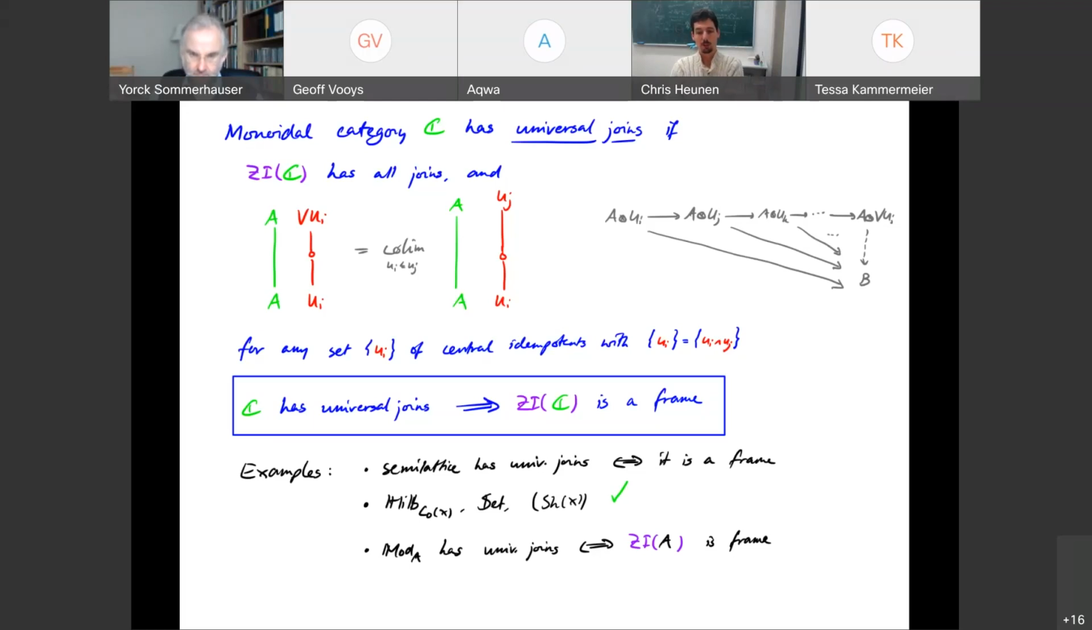And again, most of the examples we looked at already have this extra nice property, namely a semilattice regarded as a monoidal category has universal joins exactly when it is a frame. Category of Hilbert modules has universal finite joins. Category of sets has universal finite joins. Categories of set-valued sheaves have universal finite joins. Any topos has universal joins actually. And if you look at modules over a bialgebra over a field, that has universal joins exactly when the central idempotents of the bialgebra themselves form a frame. Okay, so these are three properties: stiff, finite universal joins, and universal joins, let's say monoidal categories are basic nice, and extra nice, if you like.